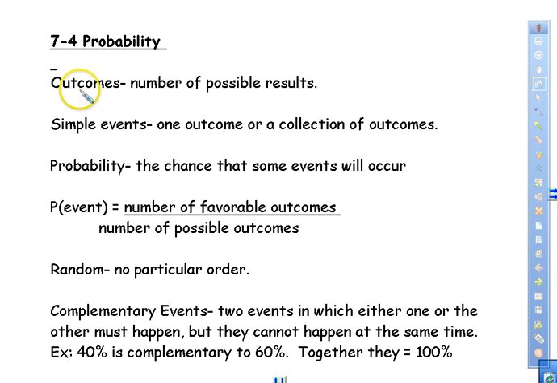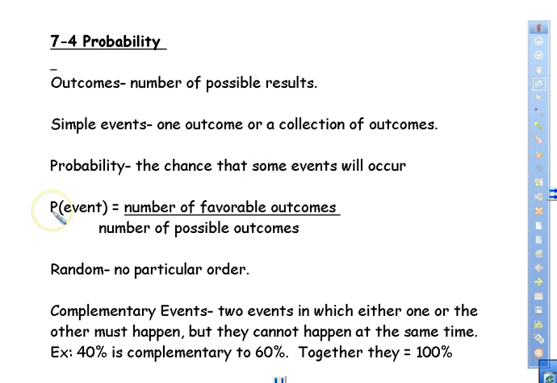Well, the first thing that we're talking about is the number of outcomes. That is the number of possible results, okay? The outcomes of the situation. Simple events are one outcome or a collection of outcomes. So the simple event is whatever is the result of it, and that'll make more sense as we progress here.